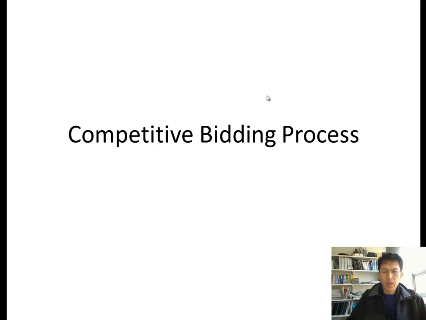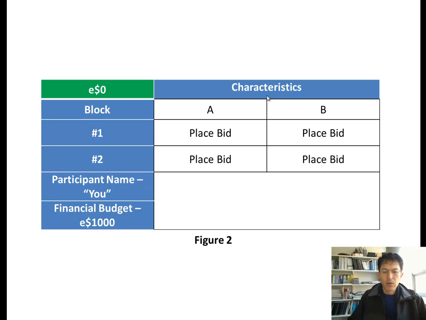The competitive bidding process. In each period, you have the opportunity to bid for different blocks with different characteristics. Figure 2 illustrates the user interface that you will use to participate in the auction. As shown, there are 2 blocks available for purchase, that is, number 1 and number 2. At the conclusion of the auction, each block will be awarded to a particular bidder or set of bidders with either an A or B characteristic.